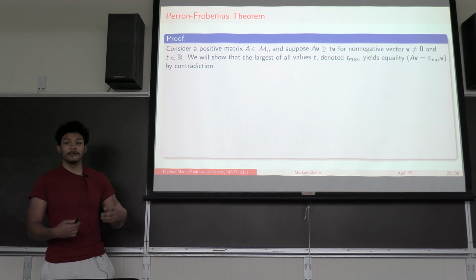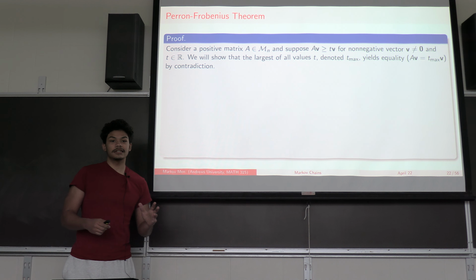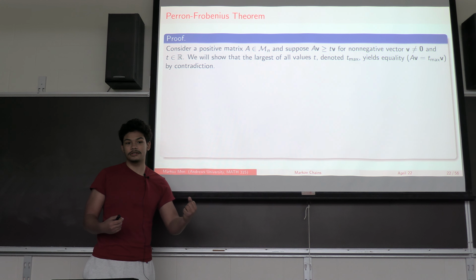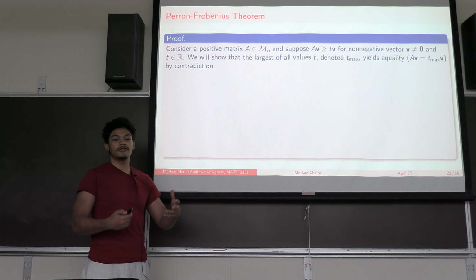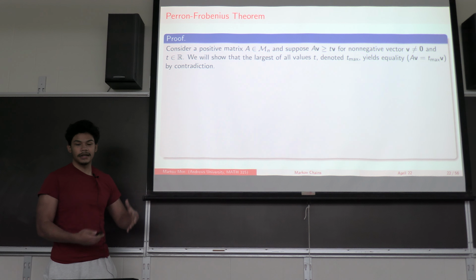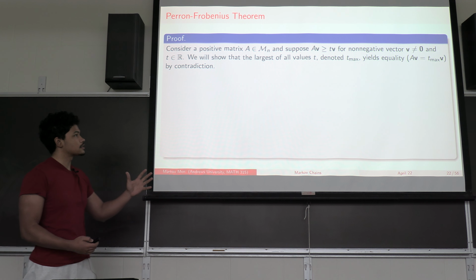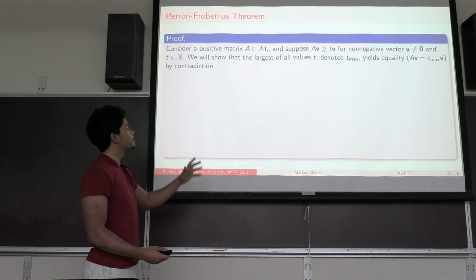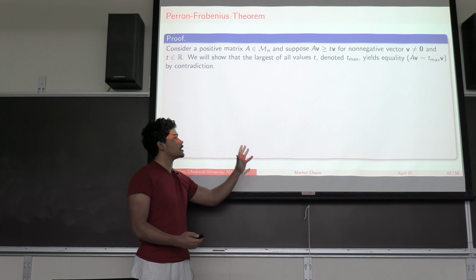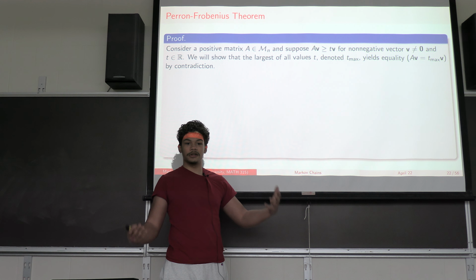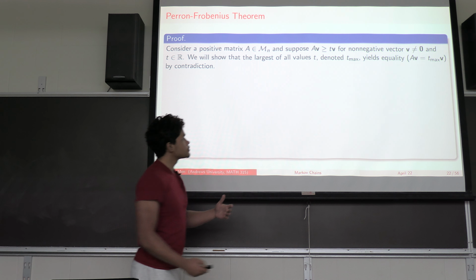Now we're going to get into the proof of this theorem. So the way it's going to work is we're going to look at some inequality and then obtain a contradiction, which is going to help us make a big stride, and then we'll be able to finish it off and determine basically what the theorem is saying. So say we have some positive matrix, and we're going to look at this inequality. Suppose we have A times V is greater than or equal to T times V, and we're going to consider this for all real values of T, right?